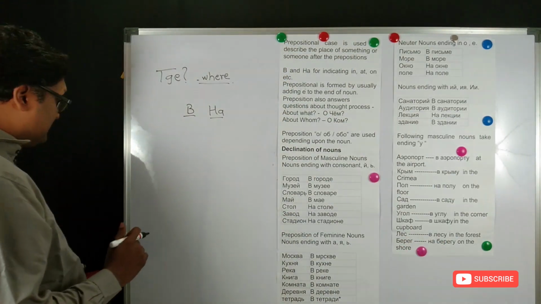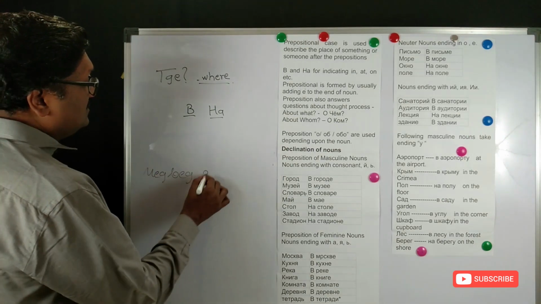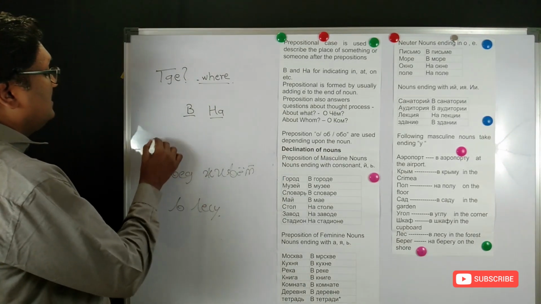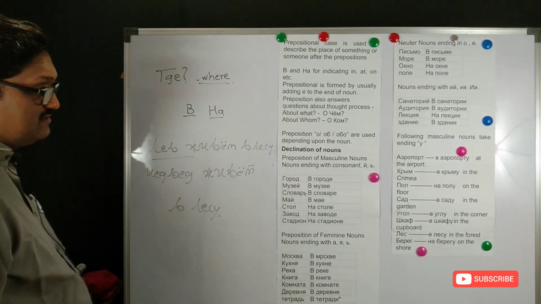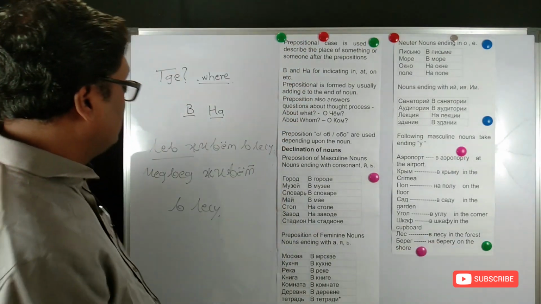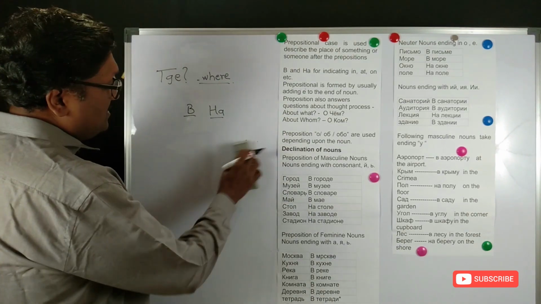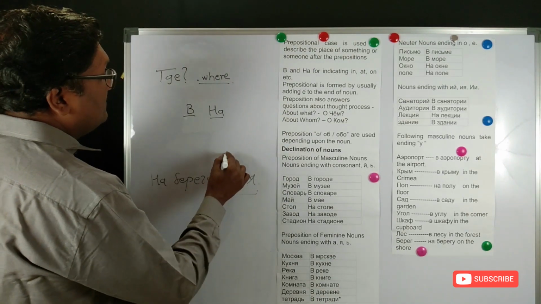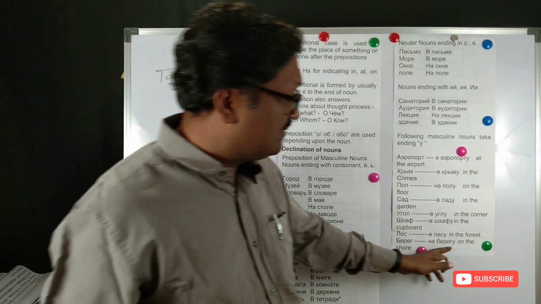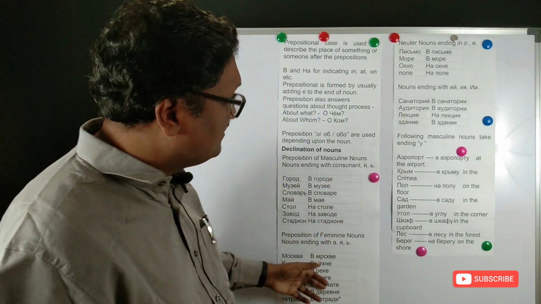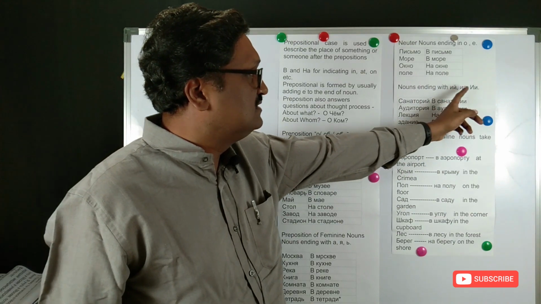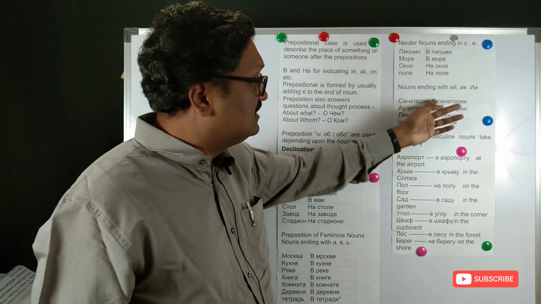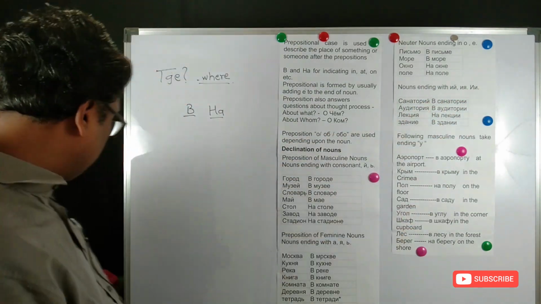Les, v lesu, jungle. V lesu zhivyot lev. Lev and medved, a bear. Medved zhivyot v lesu. Lev zhivyot v lesu. Gde zhivyot lev, gde zhivyot medved? Bereg, na beregu, on the shore. Na beregu morya, on the seashore. More is the sea. So bereg, na beregu. This is how masculine, feminine, neuter, and the exceptional cases where the nouns are ending with o, ya, ye are changing in the prepositional case, and these are the examples.